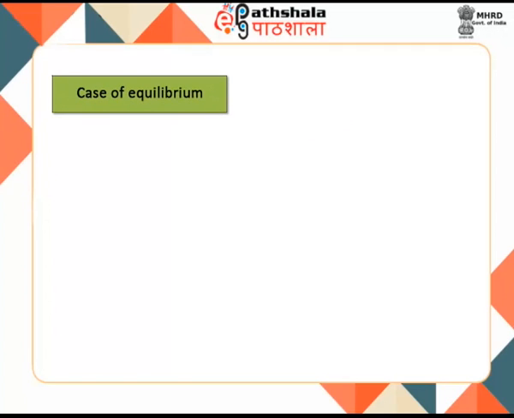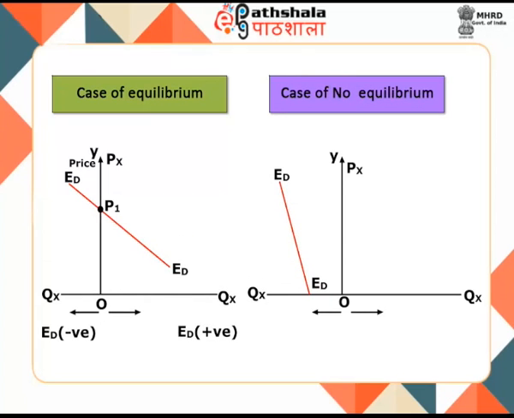Let's look at the cases of equilibrium and cases of no equilibrium. The excess demand curve as a function of price is downward sloping. In case 1, equilibrium exists at P1 and the equilibrium price is OP1. For equilibrium to exist, demand and supply curves must intersect at some positive price. In case 2, no positive price exists at which excess demand is zero. Hence, no equilibrium. Even at zero price, excess demand is negative. Such a good must be a free good, that is, air.